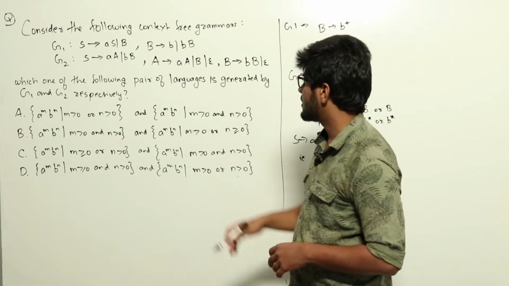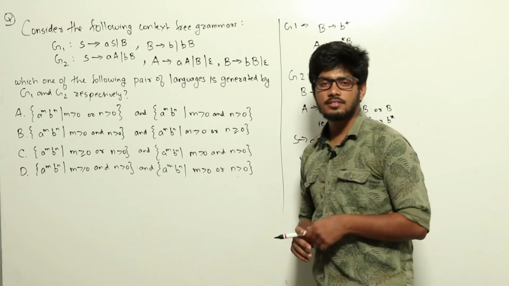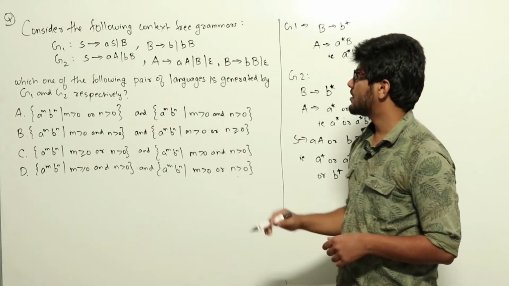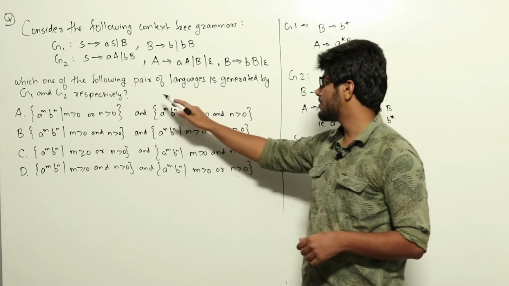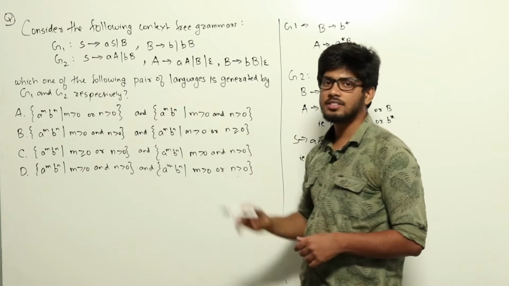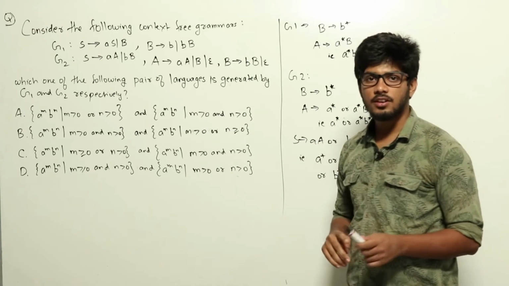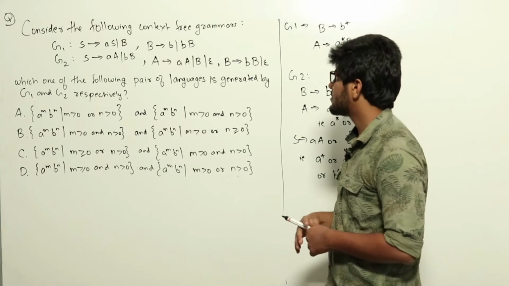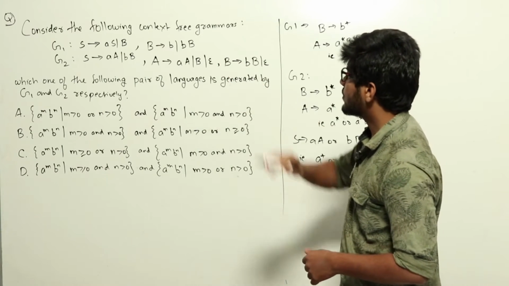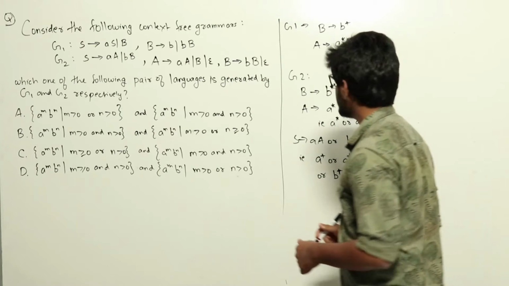And 4 options have been given. So we need to find out the strings generated by the grammars G1 and G2 and then look at the options and say which of these expresses the language correctly, G1 and G2 both. Now this is a question coming from the theory of computation section regarding grammars. So let's take a look at the grammar G1 first.